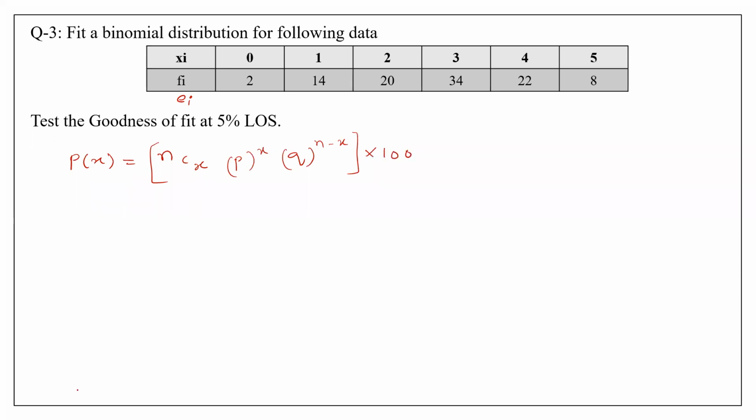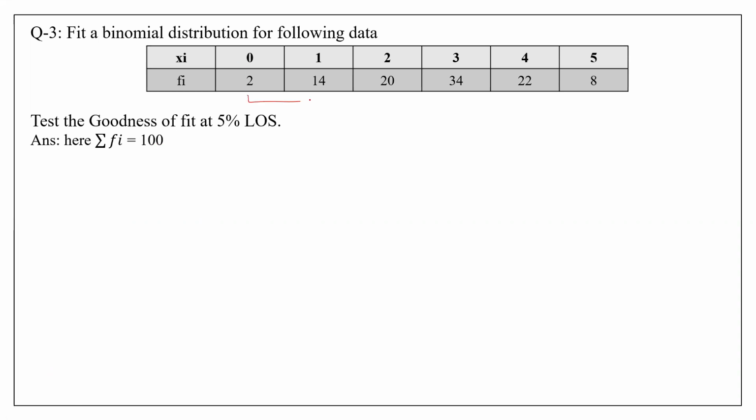Okay. So let us see step by step how we'll perform that. Why are we multiplying this with 100? Because when you add all these terms from 2 to 8, that is 2 plus 14 plus 20 plus 34 plus 22, the sum is 100. That is why we are multiplying the binomial distribution with 100. Okay. Next, what is the mean of this distribution?